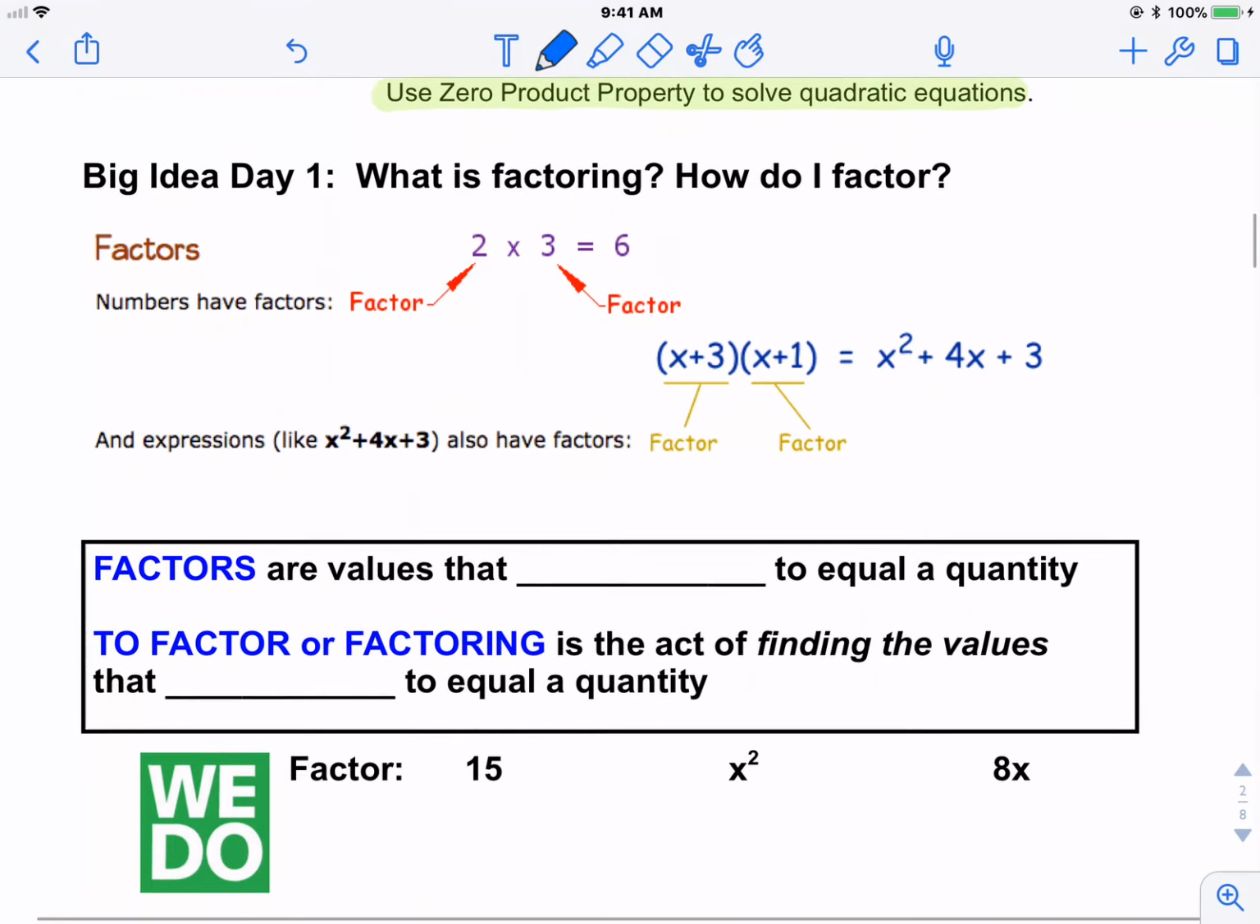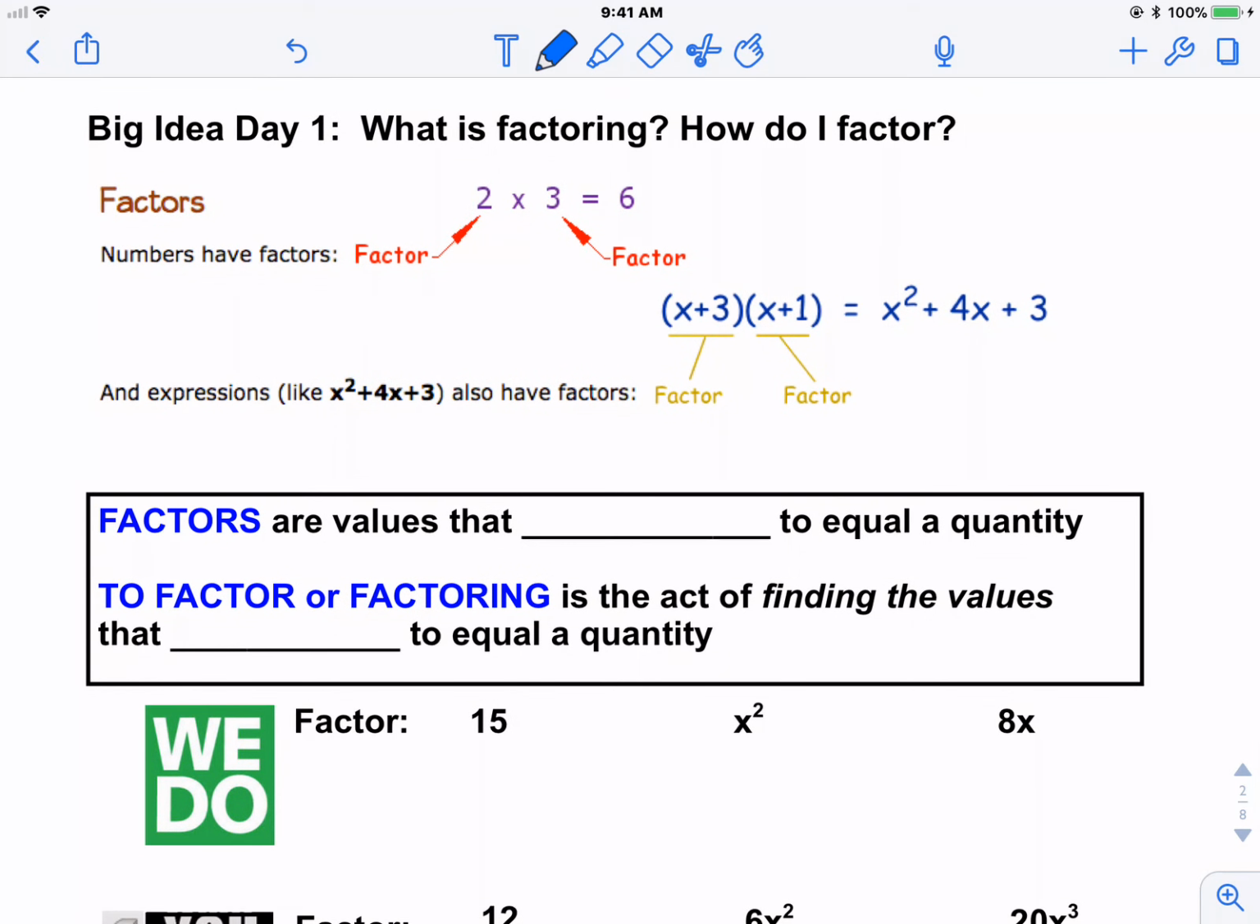So big idea. What does it mean to factor something, or how do I factor? So factor being the verb, that's the action that you take. So in elementary and middle school, you worked on multiplication facts, and what they would tell you is that numbers that multiply together are factors. So in the example down below with 2 times 3 equals 6, you've got a factor that's 2, and you've got a factor that's 3, and the final result then is called the product, meaning the result of multiplication.